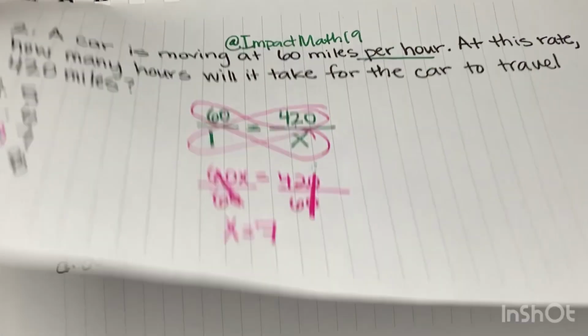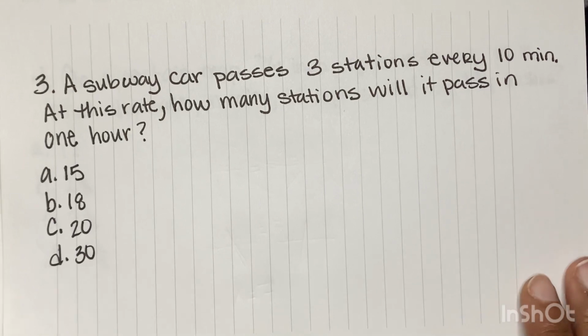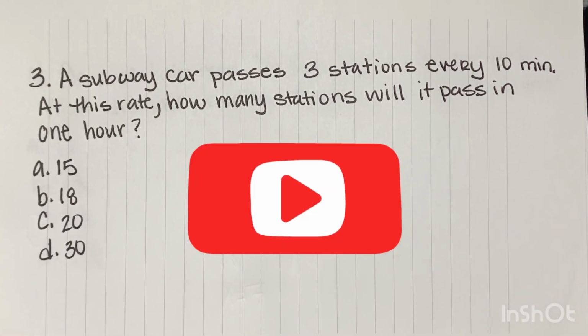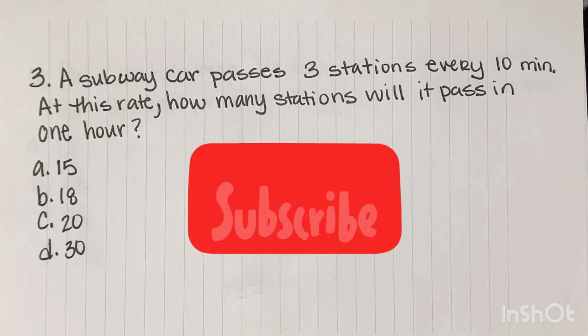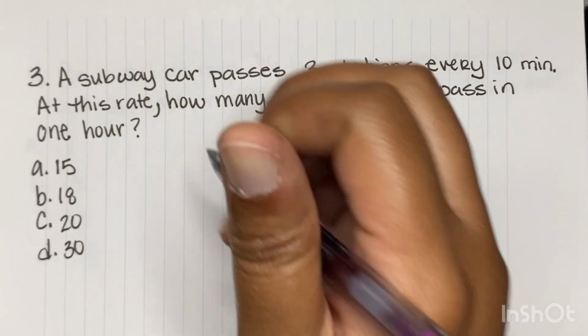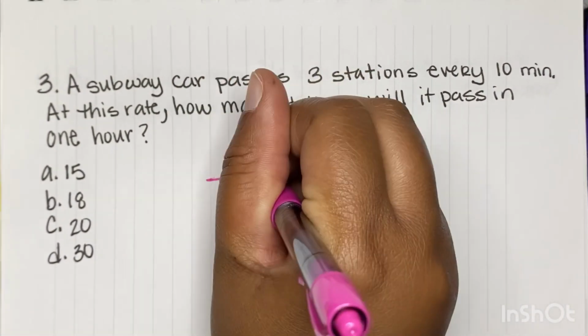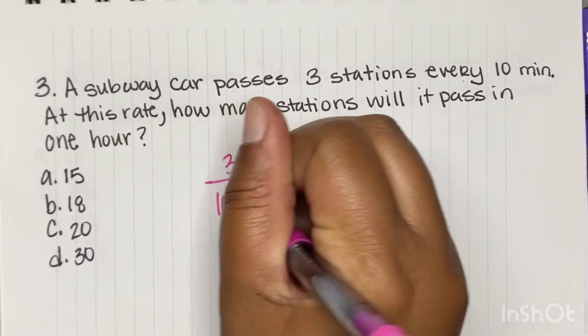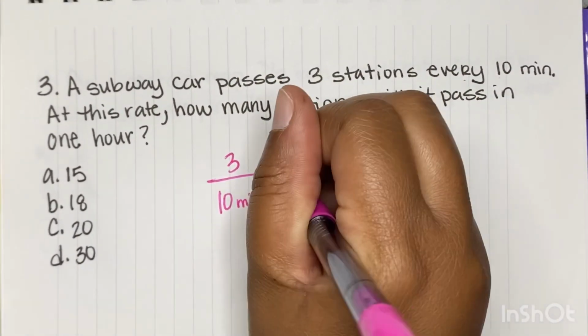Alrighty, let's go to the next. So we have a subway car that passes 3 stations every 10 minutes. At this rate, how many stations will it pass in 1 hour? Okay, so we have 3 stations per every 10 minutes. Okay, so I'm going to put this in minutes down there.